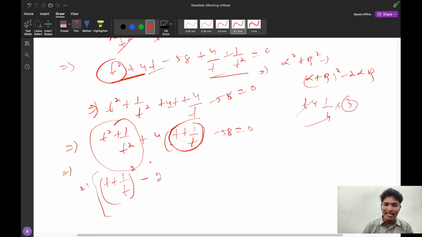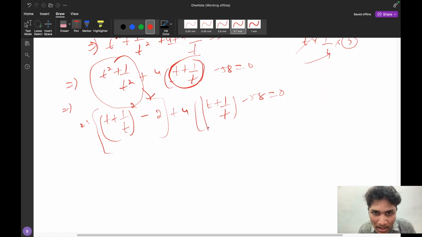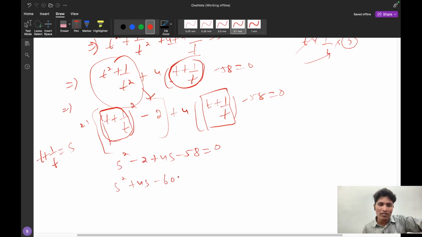So this entire thing I can write like this: plus 4 into t plus 1 by t is the same. Minus 58 is equal to 0. Now if you easily understand, t plus 1 by t here, t plus 1 by t here. So I can take common t plus 1 by t as, suppose there is a variable s. So I can write s square minus 2 plus 4s minus 58 is equal to 0. So s square plus 4s minus 60 is equal to 0.